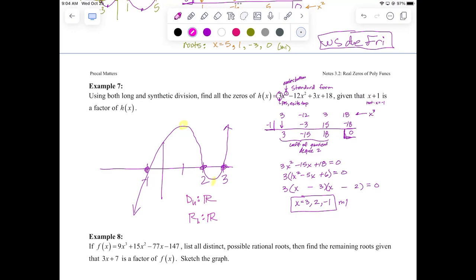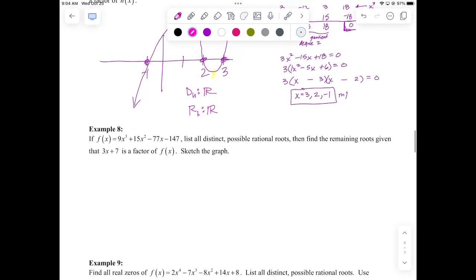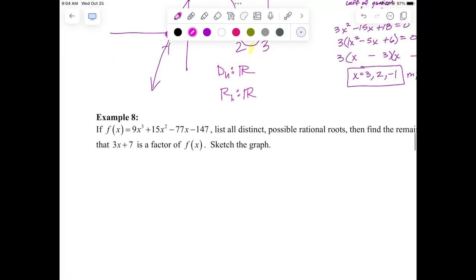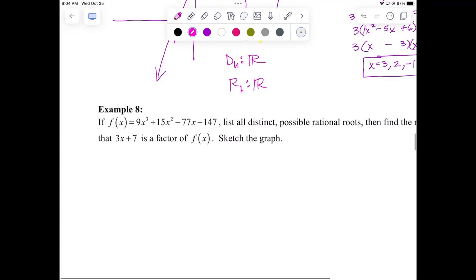That's a burn. No. Okay, let's look at example 8. If f of x is 9x cubed plus 15x squared minus 77x minus 147, list all the distinct possible rational roots, and then find the remaining roots given that 3x plus 7 is a factor. Sketch the graph. Okay, so we crescendoed really, really quickly from example 7 to example 8, didn't we? My goodness. This is a cubic polynomial, so it can have up to 3 solutions.